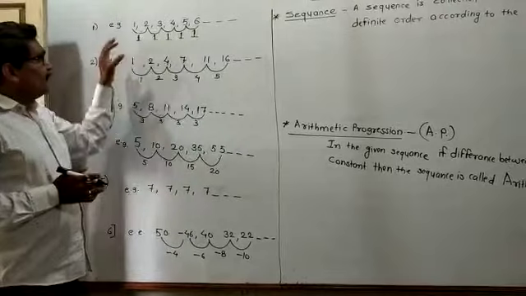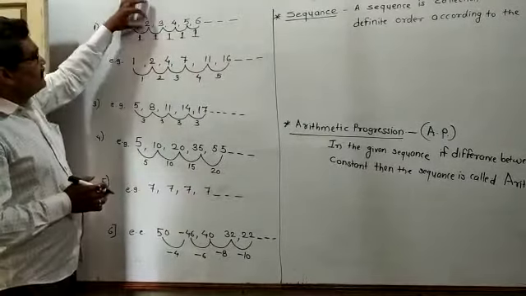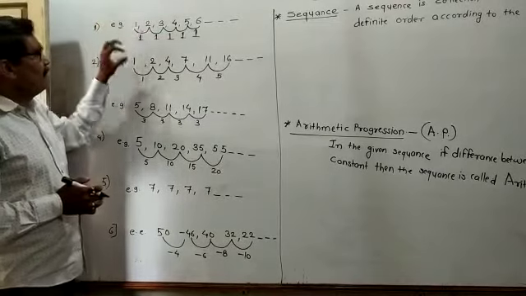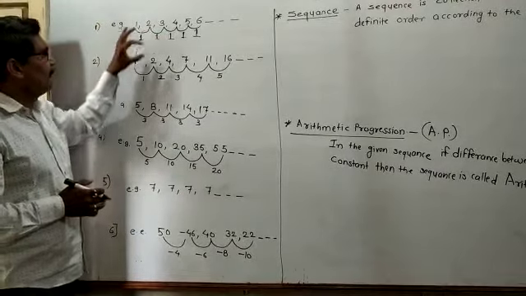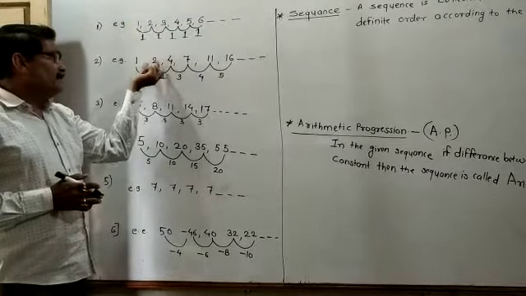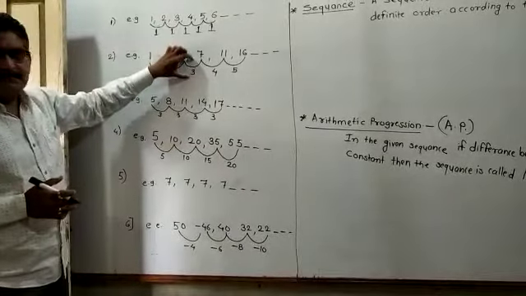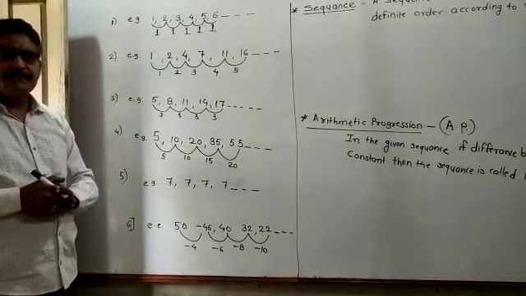Here in the first sequence the difference between two consecutive terms is the same. Difference means next number minus previous number is equal to 1. Next number minus previous number is equal to 1. Next number minus previous number is equal to 1. But here next number minus previous number is equal to 2, then 3. Here the difference is not the same, but there the difference is the same.